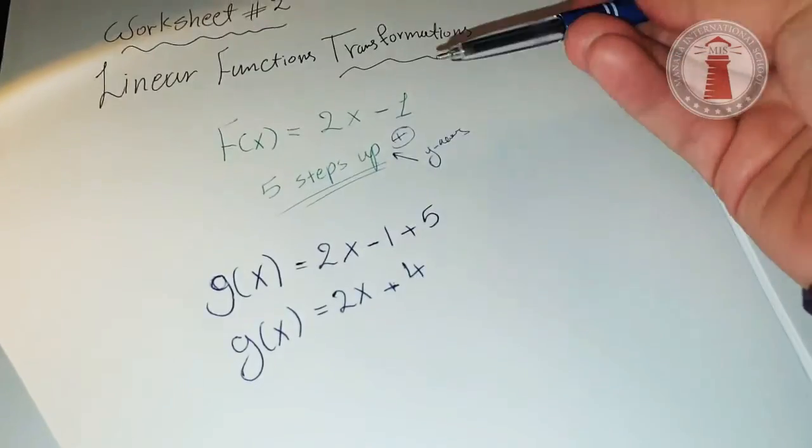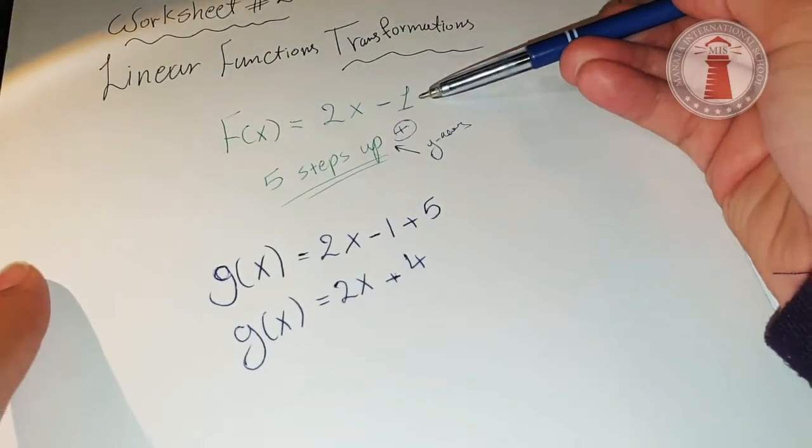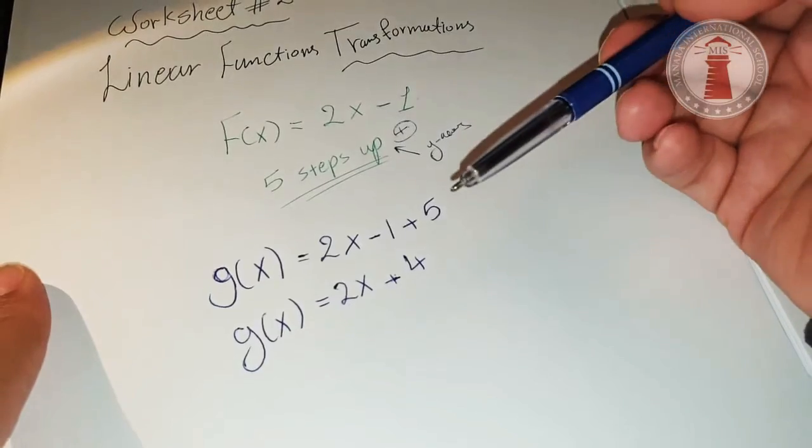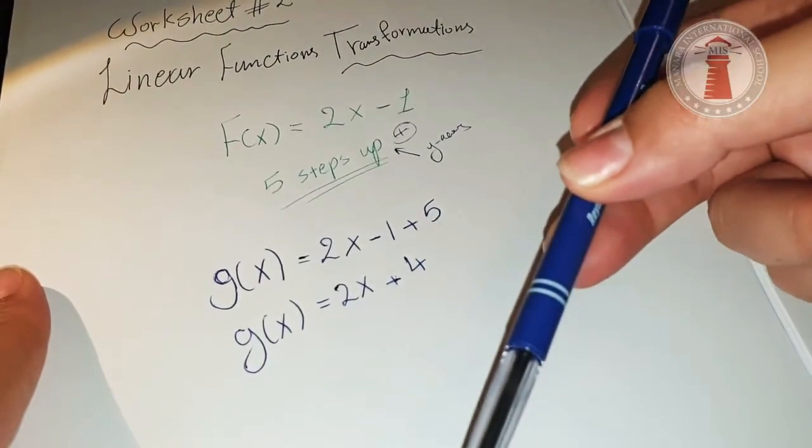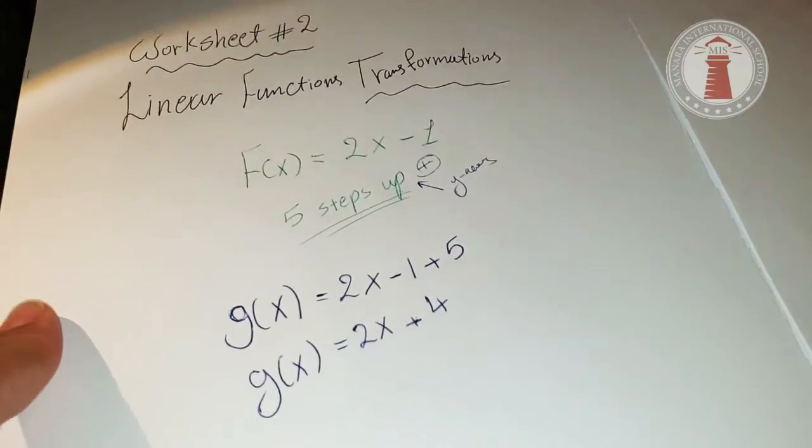So if we graph this line and then we graph this line, we will see the difference. We'll see that it was shifted up 5 steps. Let's see how this was actually shifted.